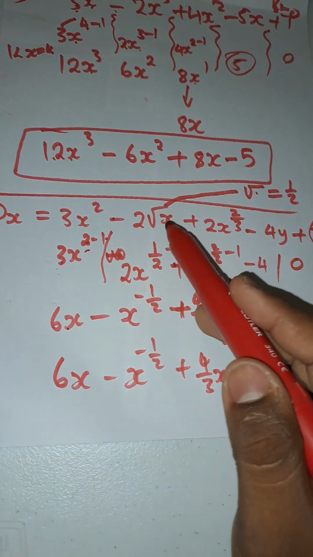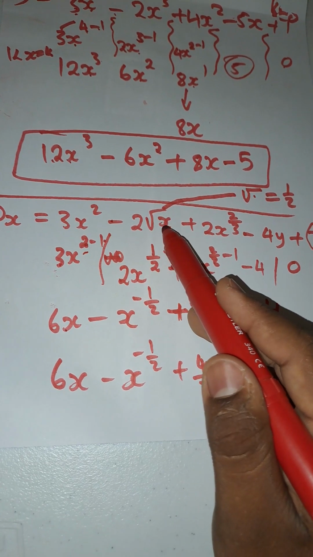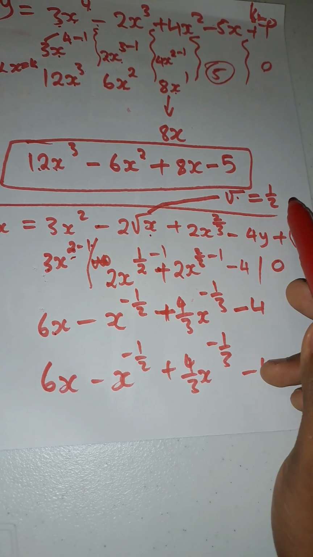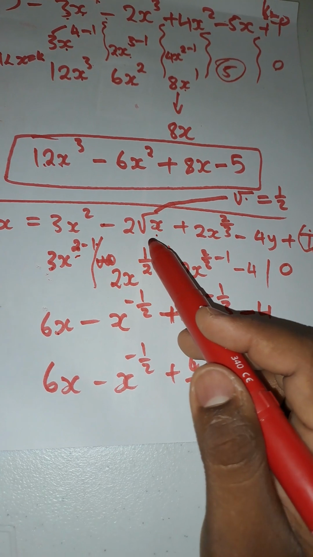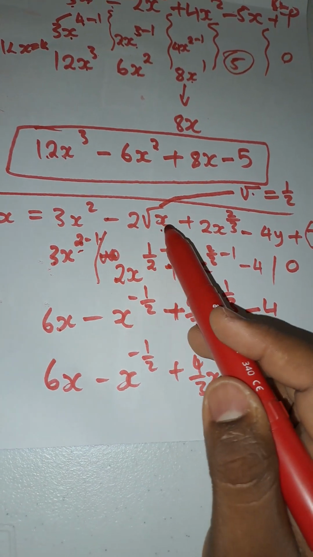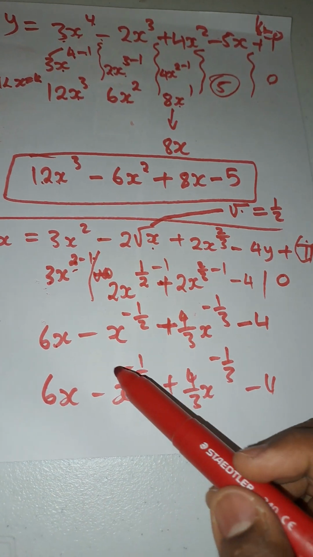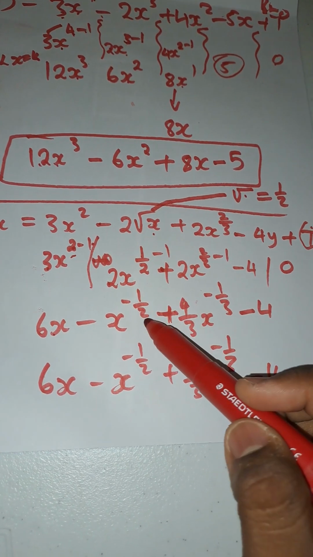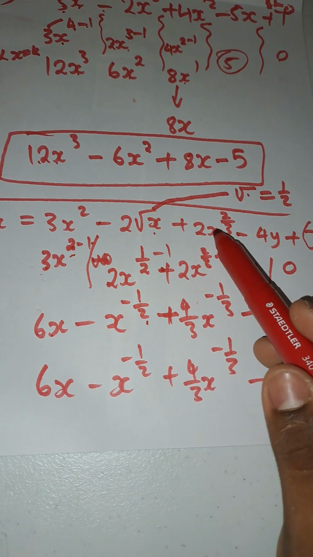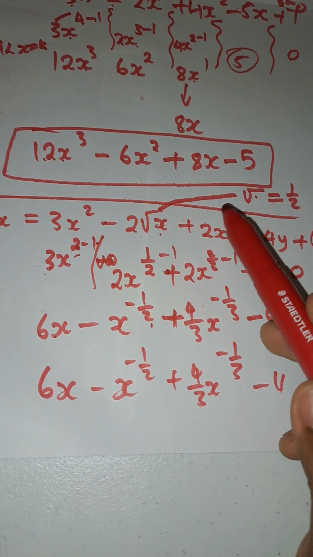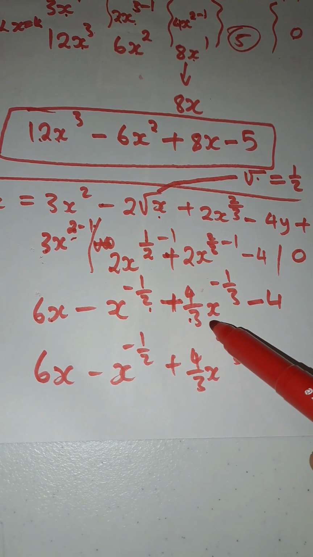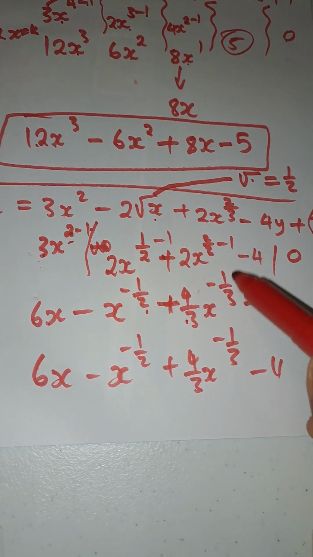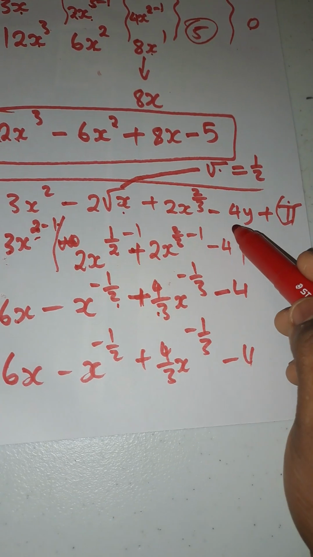This is how we did it. 2 root x, square root is the same as half. So where the square root, I put what? Half. So it will be 2x to the power of 1 over 2 minus 1, and then it will be x to the power of minus half. And then x to the power of 2 over 3: 2 over 3 times 2, it is 4 over 3x. And then 2 over 3 minus 1, it is what? 1 over 3.